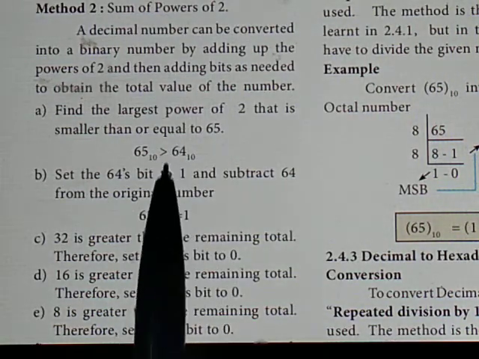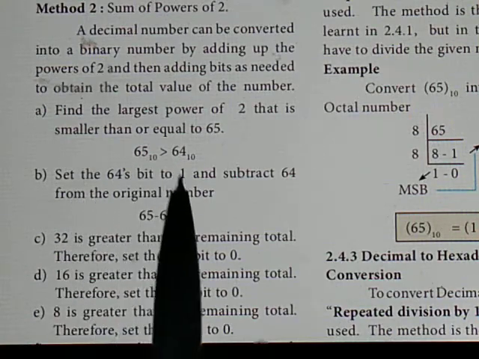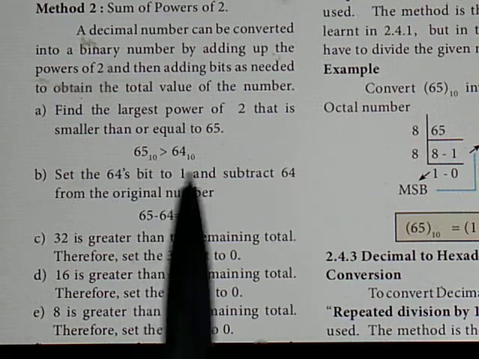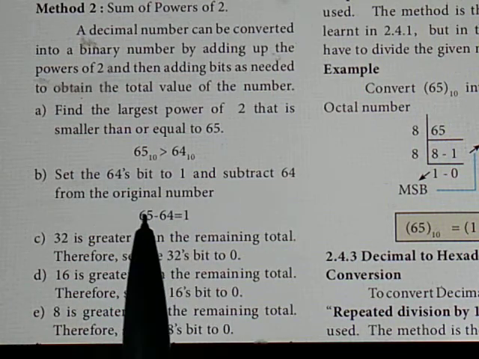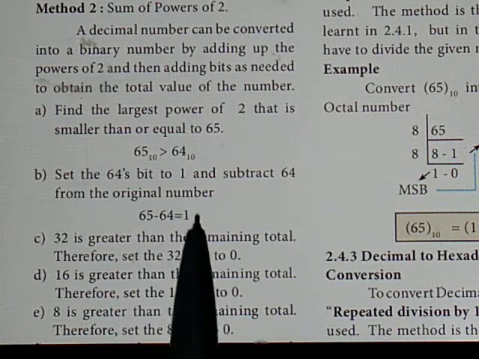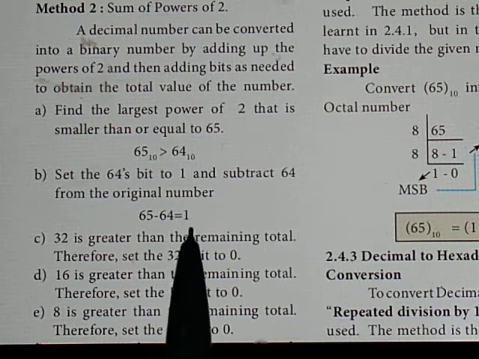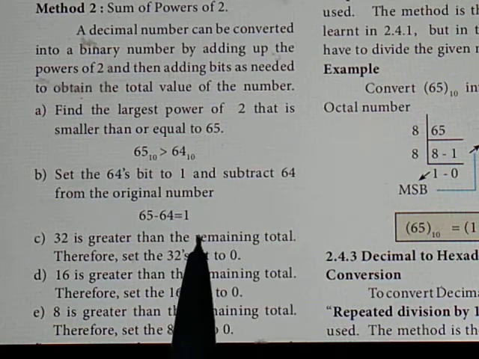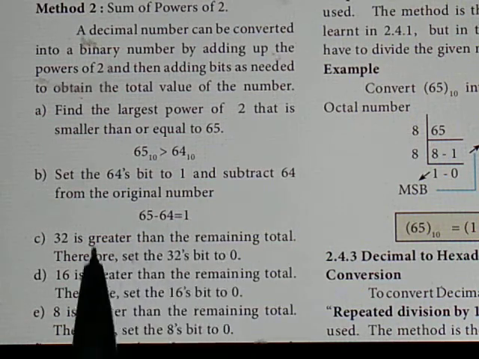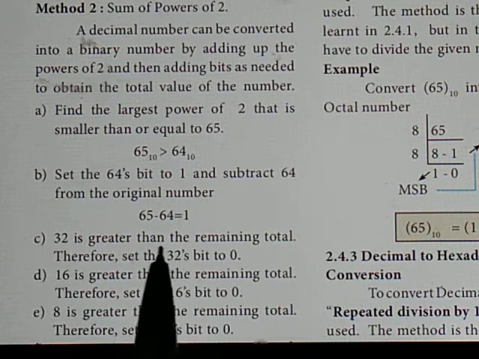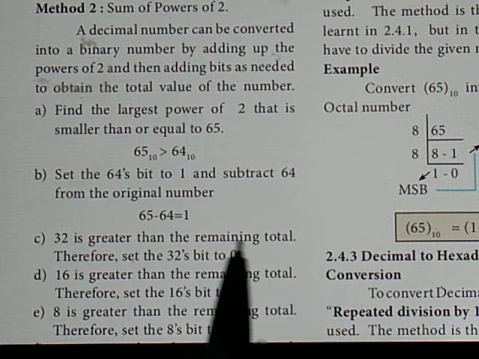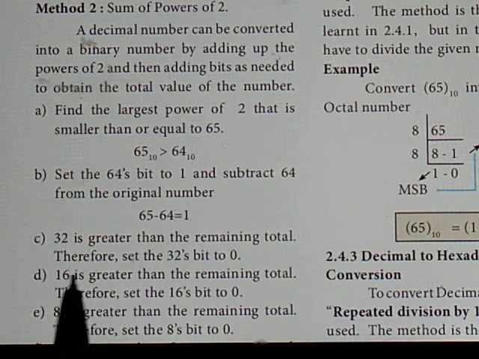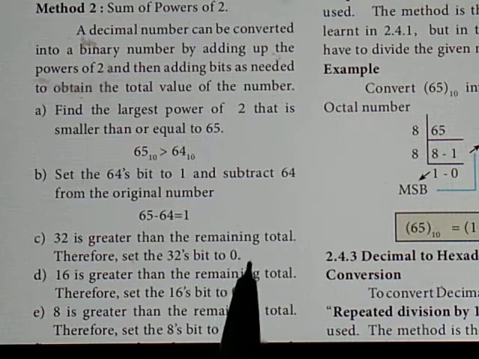First set the 64's bit to 1 and subtract 64 from the original number. So for the 64 bit we put 1, because we can subtract: 65 minus 64 equals 1. Now when we compare this 1 with the next number, 32 is greater than the remaining total. The remaining total is 1, and we can't subtract 32 from 1. So therefore set the 32's bit to 0.